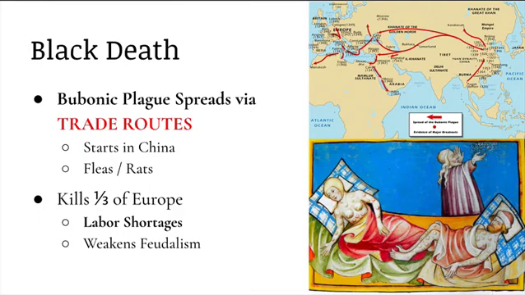And as a result of killing off all those people, it creates labor shortages. That really helps weaken feudalism, because now serfs are not forced to stay on the manor. They know they can leave the manor and go into the cities and find jobs because they're desperate for workers. So it really changes the power dynamic. Labor becomes much more valuable because of the Black Death.